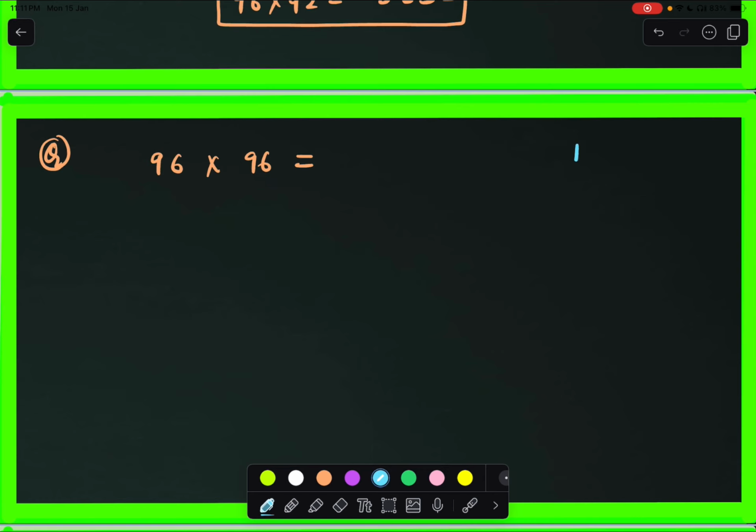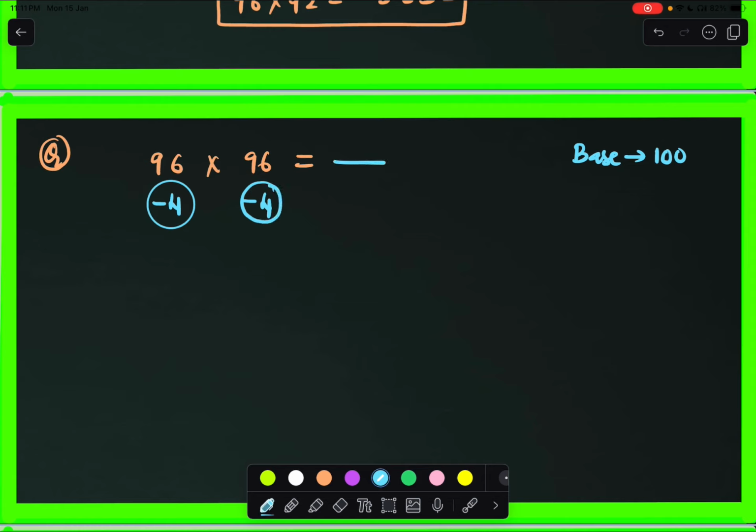So here also, your number is very close to what base? 100, right? The standard base is 10 to the power, so 100 is 10 squared. 96 is 4 less than 100, so write 4 below 96, as minus 4 inside the circle. It indicates that your number 96 is 4 less than 100. Similarly, this number is also 96, 4 less than 100.